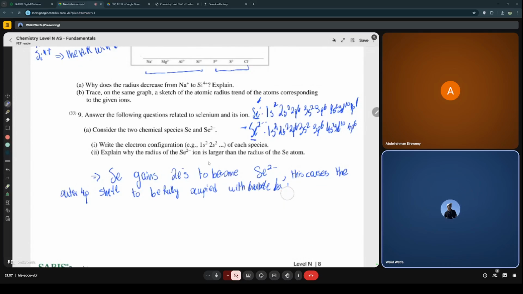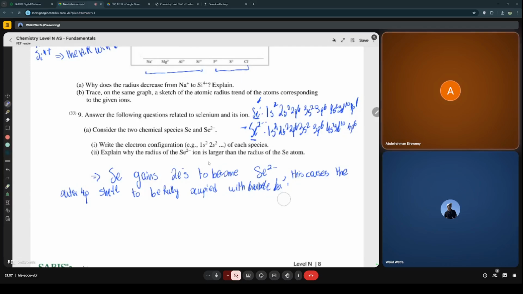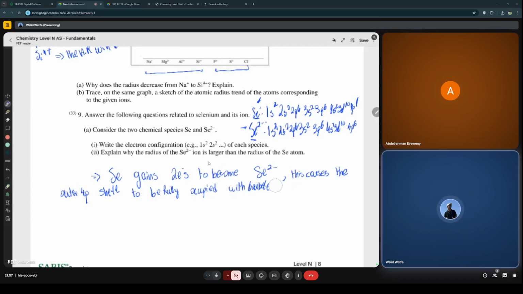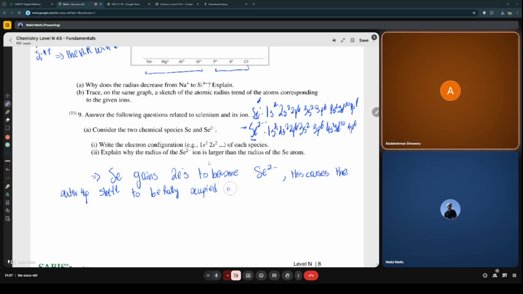Do I say double bonded electrons? Shouldn't we say there would be a greater electron repulsion of double bonded electrons, basically? Okay, causing greater electron... No, you know what I'll say? To be fully occupied with... Oh, fully occupied, I know what it is.